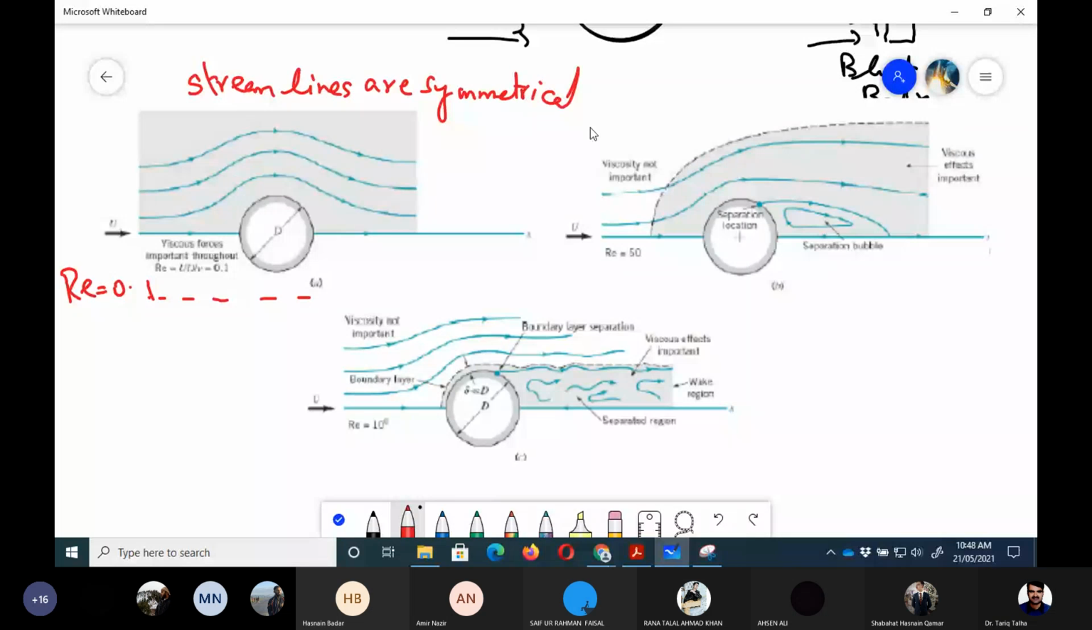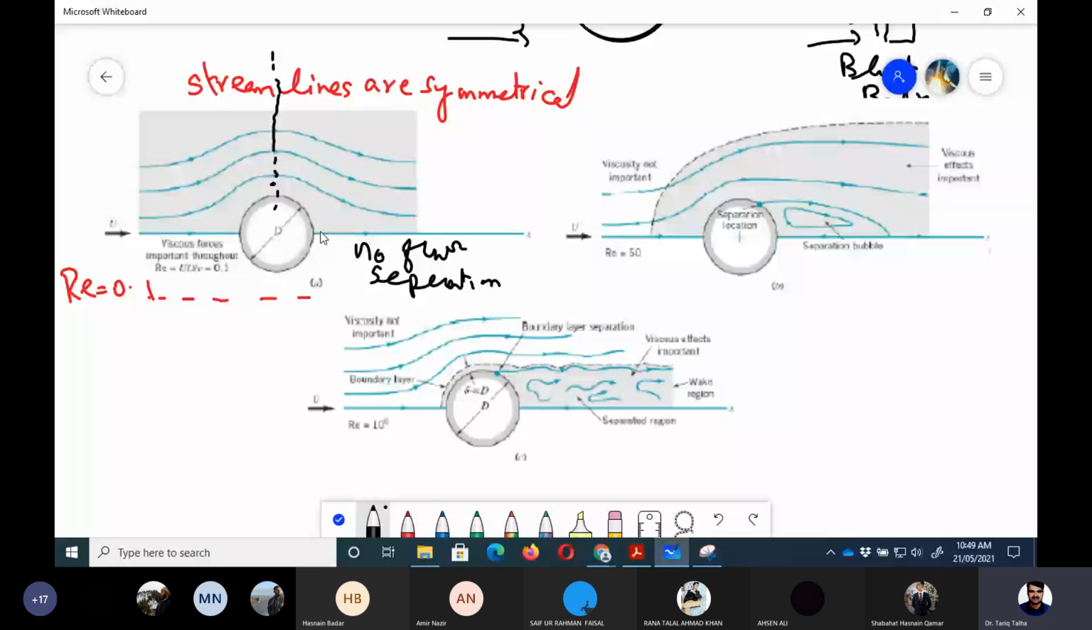How are they symmetrical? If I draw a vertical line from the center, you can see that whatever the streamline was here, the mirror image is on the right-hand side. So the flow is symmetrical, and there is no flow separation. The flow coming here is perfectly attached, and then it leaves the area. So there is effectively no wake region.